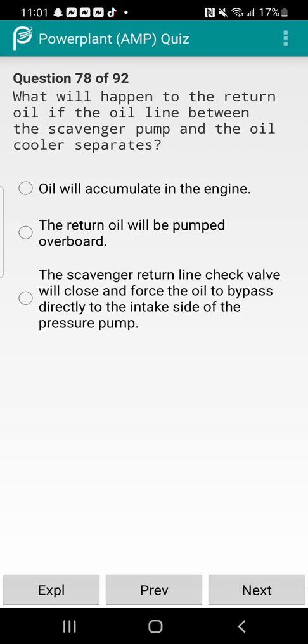What will happen to the return oil if the oil line between the scavenger pump and the oil cooler separates? The return oil will be pumped overboard.